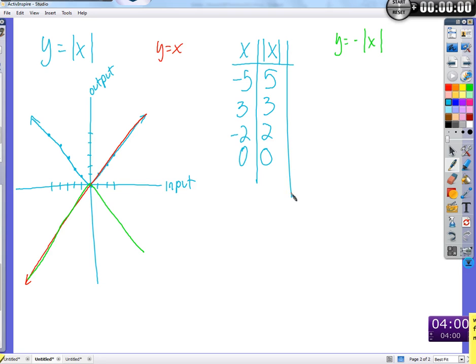For the negative absolute value of x, we could write that here. Do it in green since it's also in green. Negative 5 goes into the absolute value of x, right? What's the absolute value of negative 5? 5, and negative, so you get negative 5. And 3 goes in, absolute value of 3 is 3, make it negative, negative 3. So the same outputs, they're just the exact opposite. Of 0, there's no opposite of 0.